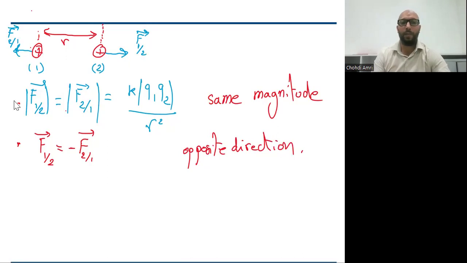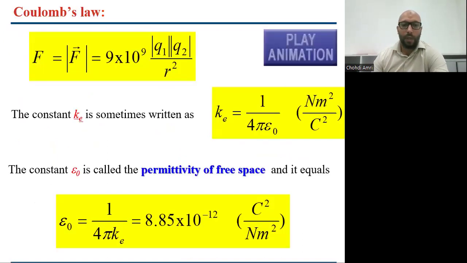That's nice. Okay. So these two results are also valid when we have different charges: two negative, or positive and negative. As we said, Coulomb's constant is equal to 1 over 4 pi epsilon naught. Its unit in the SI system is Newton meter squared per Coulomb squared. The constant epsilon naught is called the permittivity of free space, and it's equal to 8.85 times 10 power minus 12 Coulomb squared per Newton meter squared.